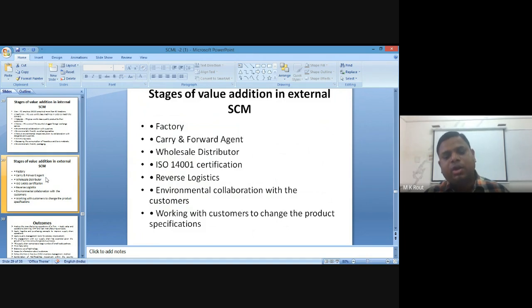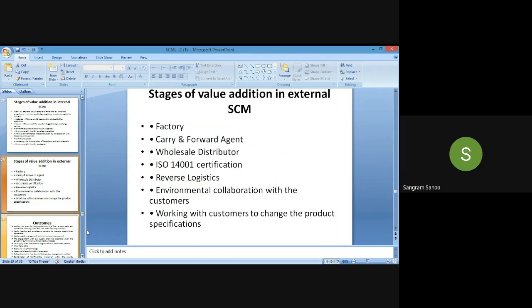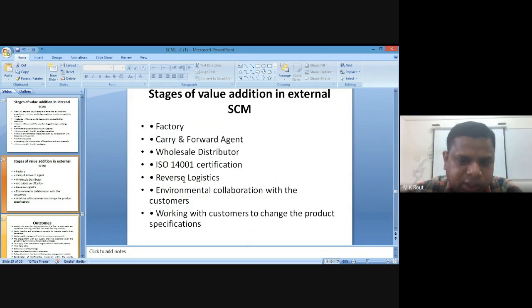Basically, ISO 14000 certification is enabled in case of an environmental management system. They basically use reverse logistics in case of some FMCG products. The next is environmental collaboration with customers, and the last one is working with customers to change the product specification. Reverse logistics means? Reverse logistics is basically used whenever you return the particular product.